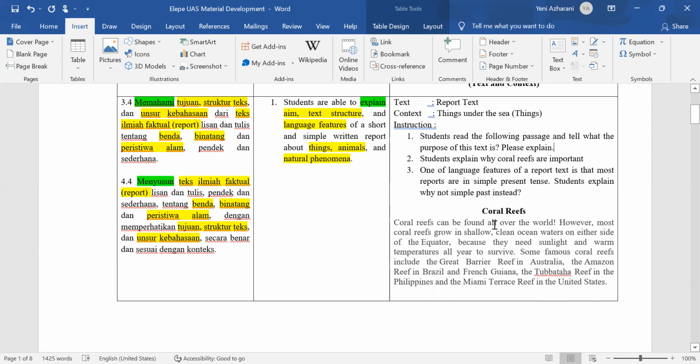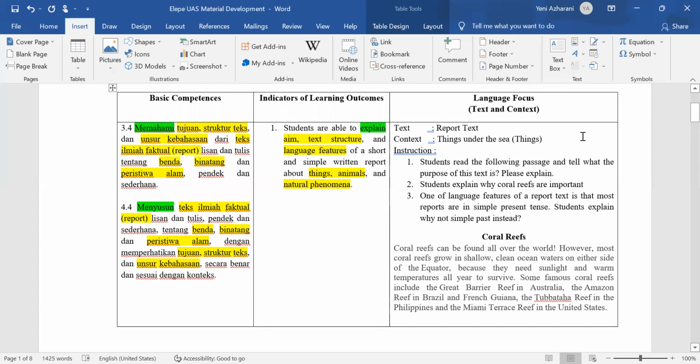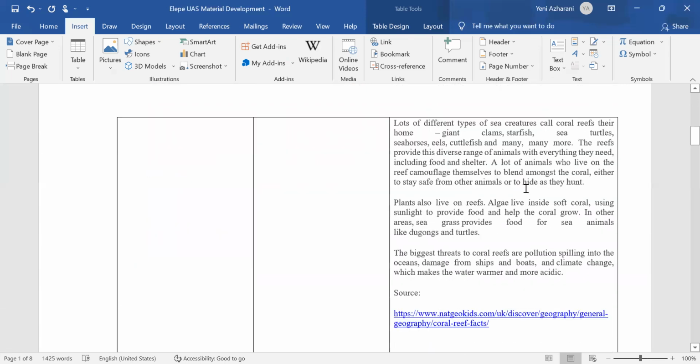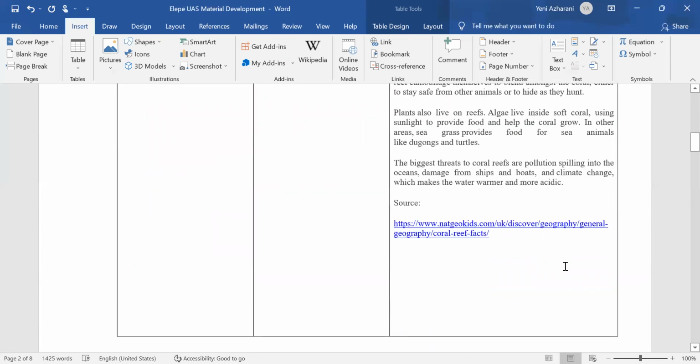And the third one is one of the language features of a report text, that most reports are in simple present tense. And because their English is not in the beginning level, instead their English is in the medium level, as I mentioned before, it is expected that they're familiar with that. And the students are going to explain why not simple past instead. I took the text from the Nat Geo Kids.